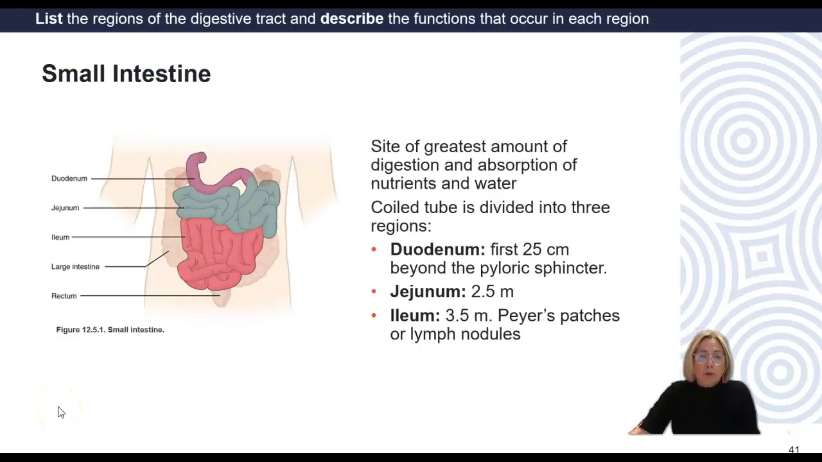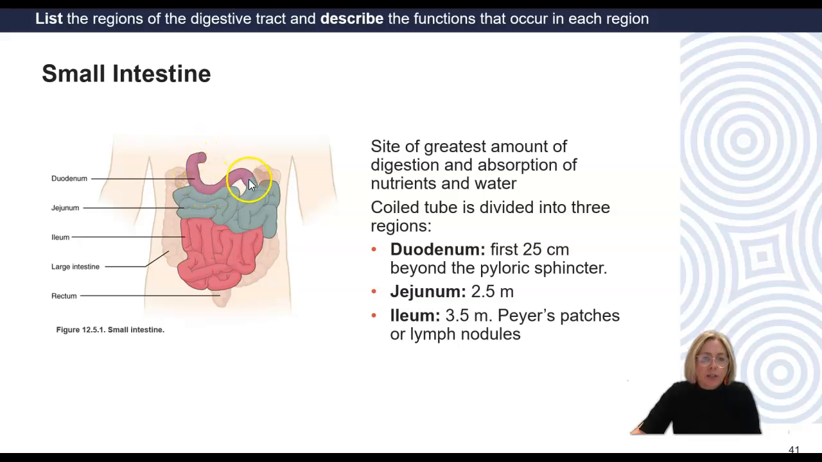We move on now to the small intestine, which you can see here, shown in this purple, green and pink, highly coiled series of tubing, right? It's the site of the greatest amount of digestion and absorption of nutrients and water. The small intestine pretty much takes up most of the space in the abdominal cavity. And it's called the small intestine because even though its surface area is way bigger than the large intestine, it has a smaller diameter, and that's why it's called a small intestine. It's divided into these three divisions here.